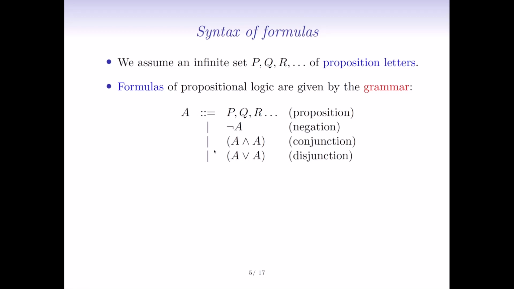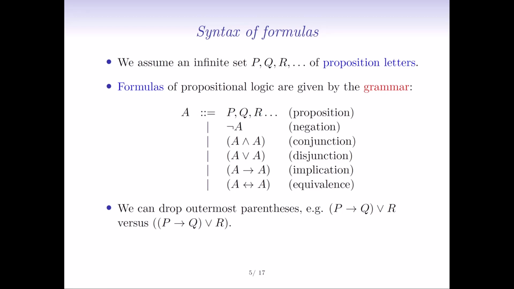Similarly, a propositional formula could be the disjunction of two propositional formulas with this or symbol, or it could be an implication between two propositional formulas, A implies B, or it could be an equivalence between two propositional formulas. So you see that these are exactly the connectives that I mentioned 2 slides ago.